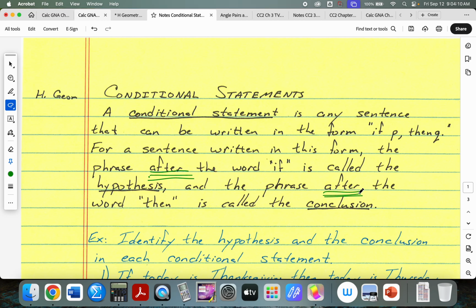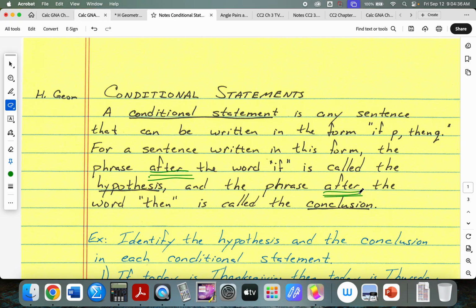Now, let me give you an example before we do some of these. A conditional statement might be something like this. If I wear size 14 shoes, then I have trouble buying those in an ordinary store. True, right?